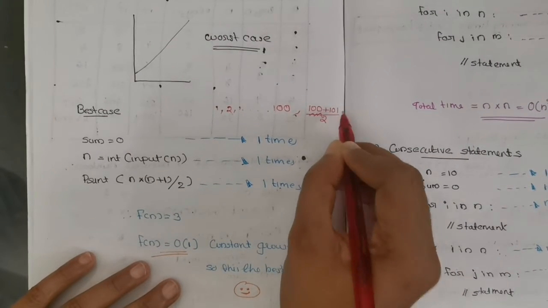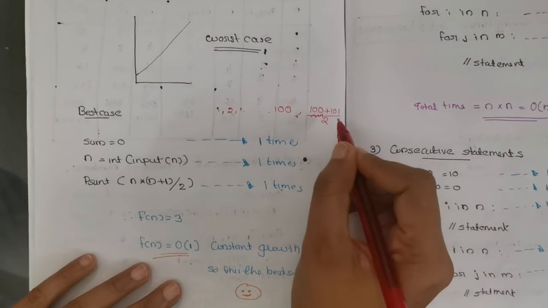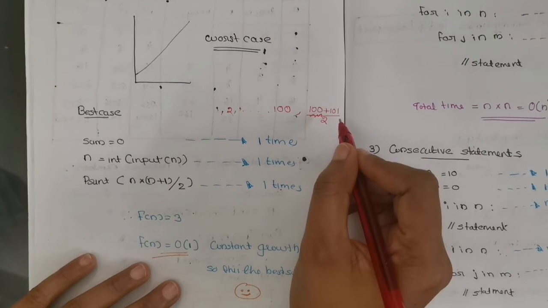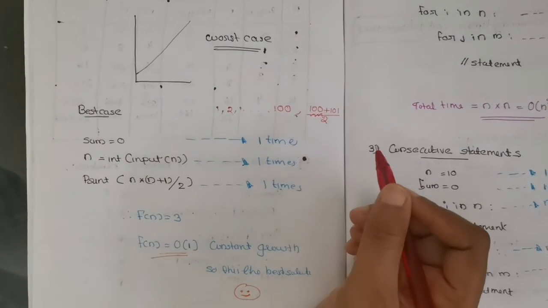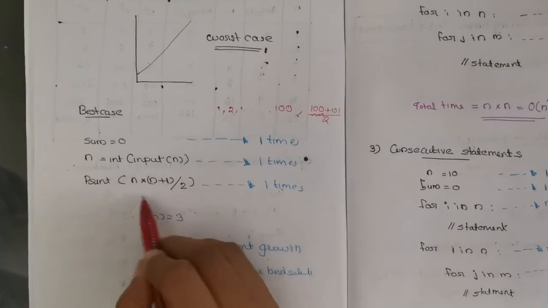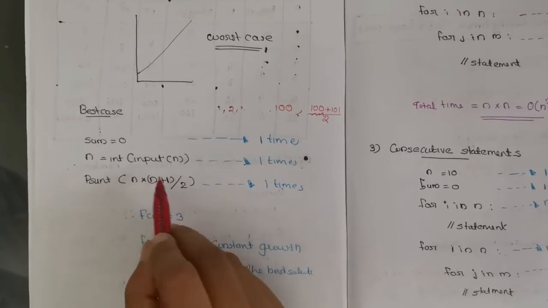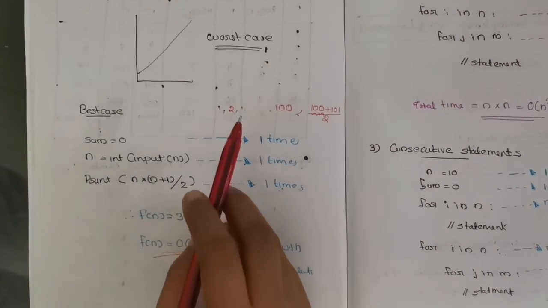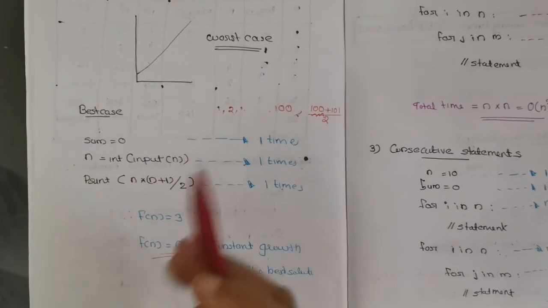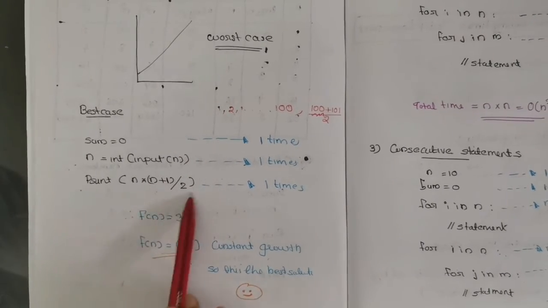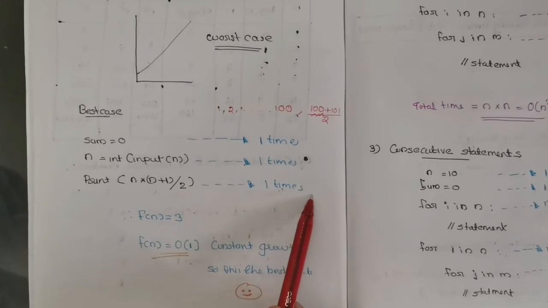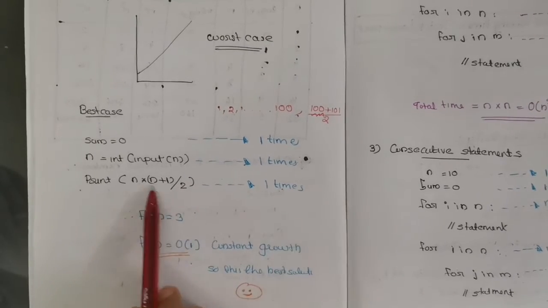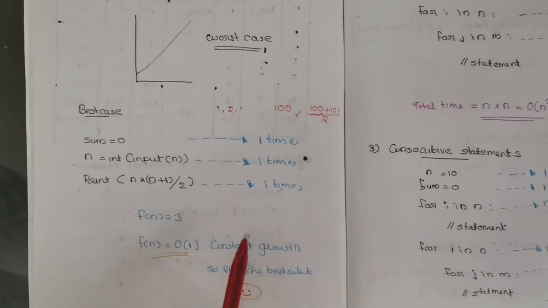So this condition will be satisfied. There are some more conditions there because it is even and odd, that also we need to consider. So we print it here, n into n plus 1 by 2. That means 1 time. This is already executed. There is no for loop and all. Only 1 time it is executing.